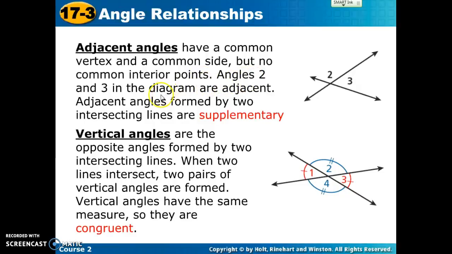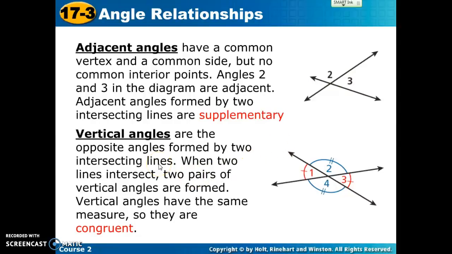Angles 2 and 3 in this diagram are adjacent angles formed by 2 intersecting lines, and they are supplementary. Okay, so angle 2 and angle 3 are adjacent, and if we add up both of these angles here, we're going to get 180 degrees. If you remember back a couple lessons ago, 180 degrees, and they are supplementary.